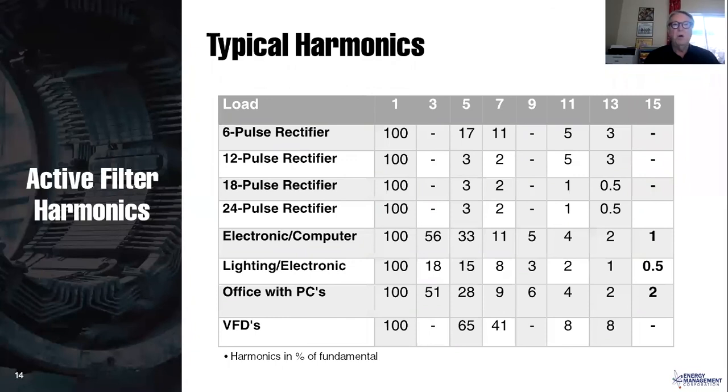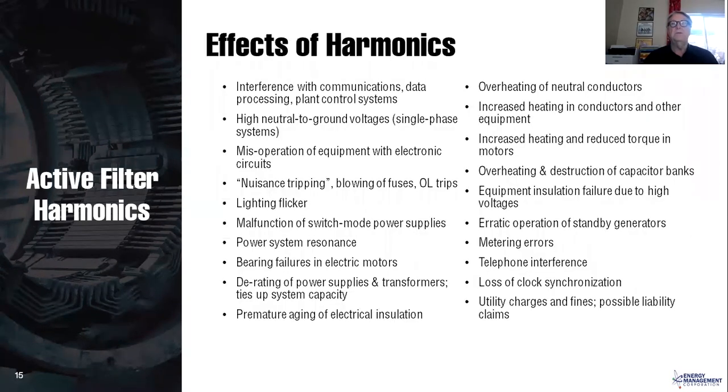Here's some typical harmonics: 6 pulse, 12 pulse, 18 pulse rectifier, and so on, your electronics, computers, lighting, and so on. As you can see, the big culprits here are your electronics, your computers, and particularly variable frequency drives. Variable frequency drives are the number one polluters of today's power systems. Now these are some of the effects of harmonics. Even though there's a lot here, I'm not going to spend a lot of time on this because I want to get more into the harmonic mitigation area.